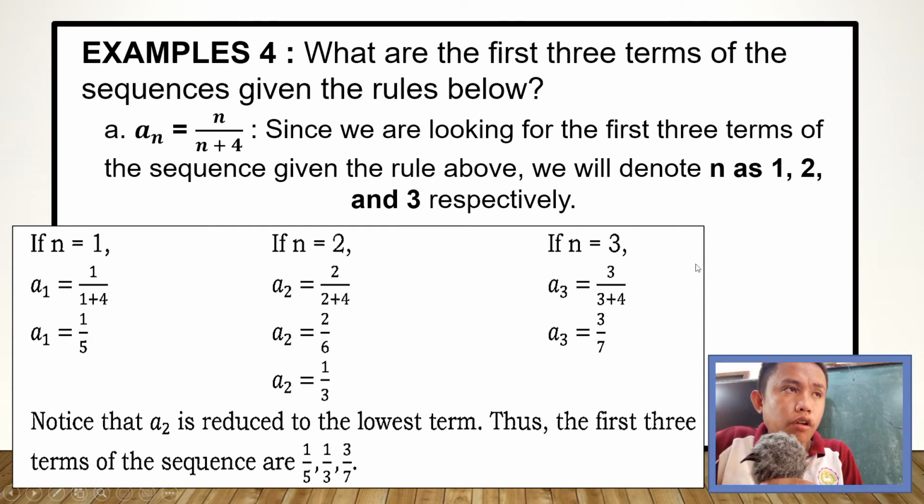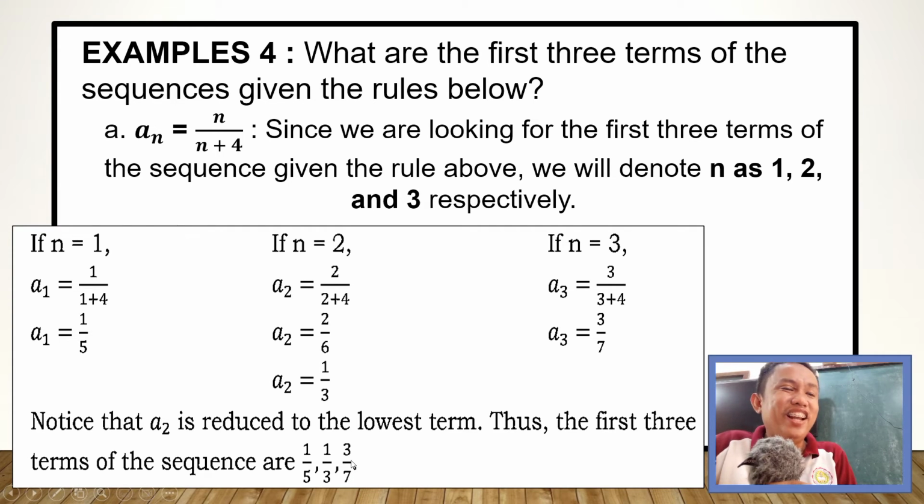So n over n plus 4 will become 3 over 3 plus 4, or 3 over 7 for a sub 3. So definitely our first, second, and third terms are 1 over 5 or 1/5, 1 over 3 or 1/3, and 3 over 7.